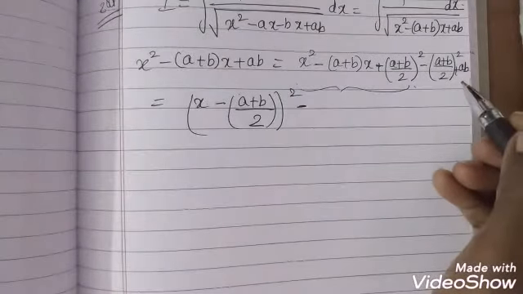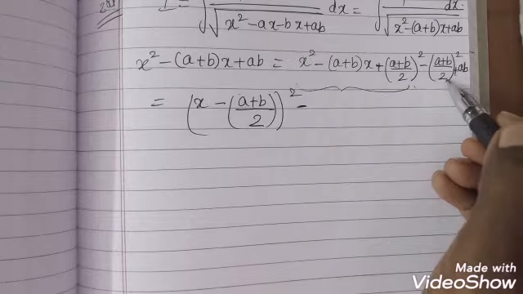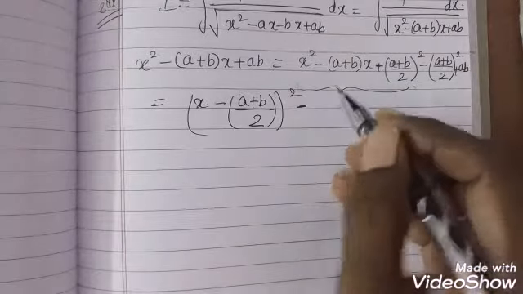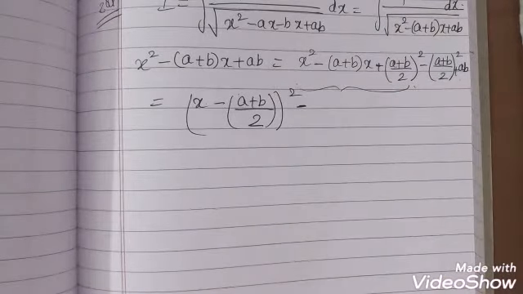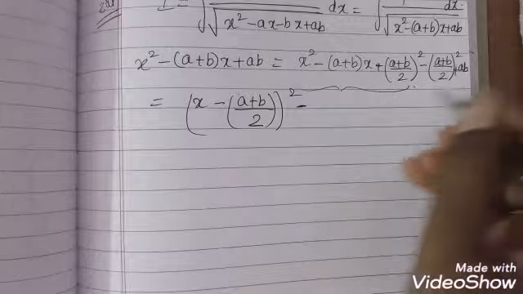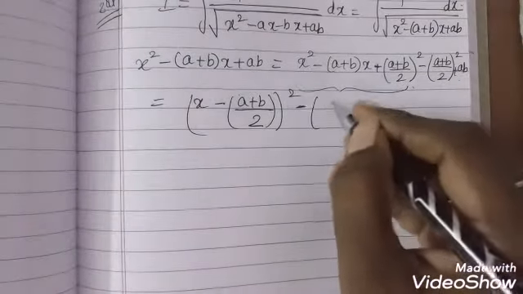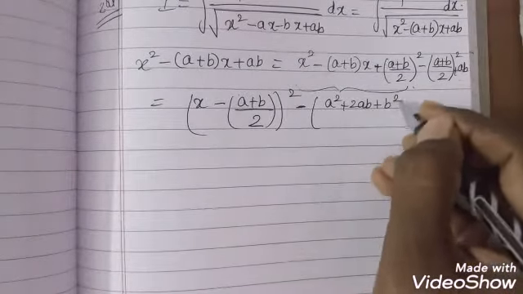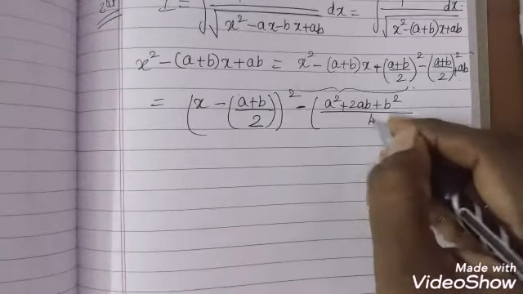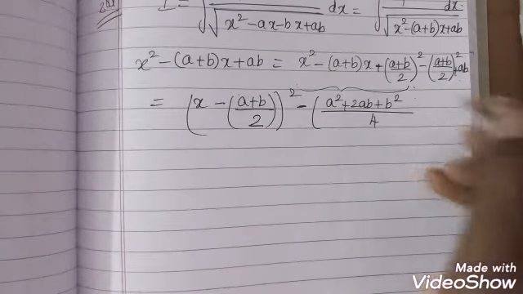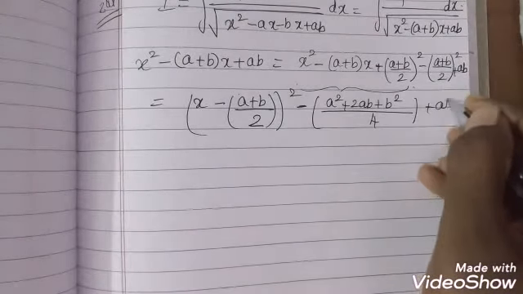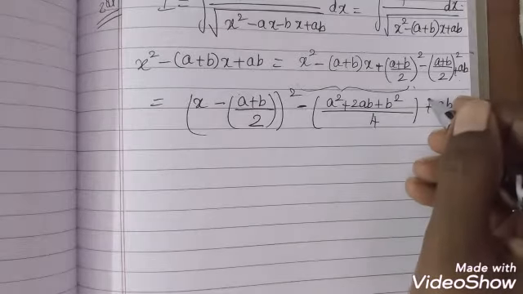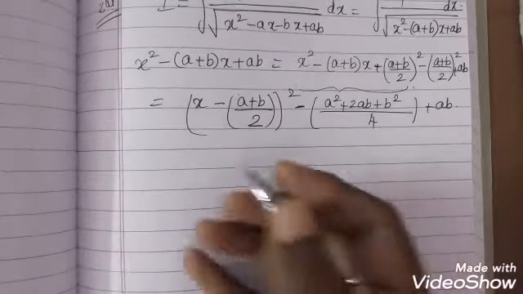Now I'll have to simplify these both. When I simplify, I'll have to cross multiply, expand it, and then simplify. So when I simplify it, you will have minus of (a squared plus 2ab plus b squared) divided by 4, plus ab. This is what you have here. Now we'll see what we get when we simplify this one.